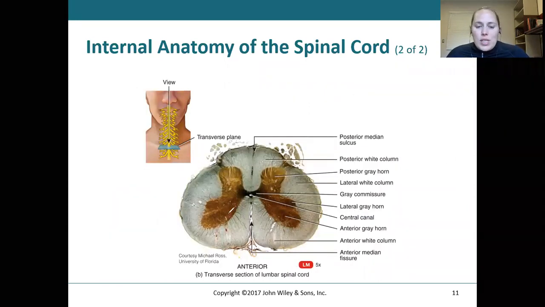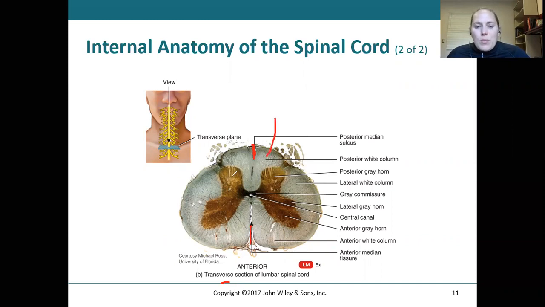Okay, so looking at another transverse plane, this is a cadaver transverse plane that you see here. Something else I pointed out is that median sulcus that you see back here and your anterior median fissure. Again, that's the middle region.